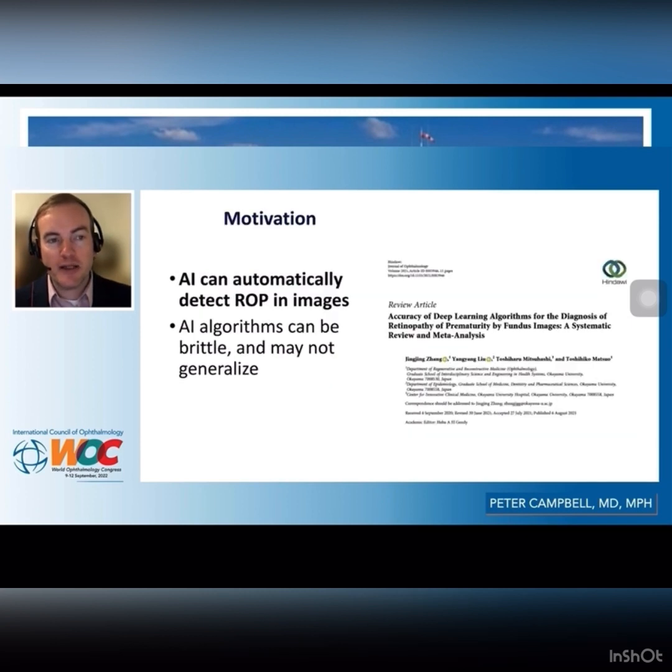Why are we interested in this? Well, we've learned over the past 5 to 10 years that artificial intelligence can automatically detect ROP in images. That is, using digital fundus photography, you can automatically classify the zone, the stage, or plus disease in retinopathy of prematurity. This review article that came out last year nicely summarized a lot of the different approaches, and I'd refer you there for a good summary of the field.